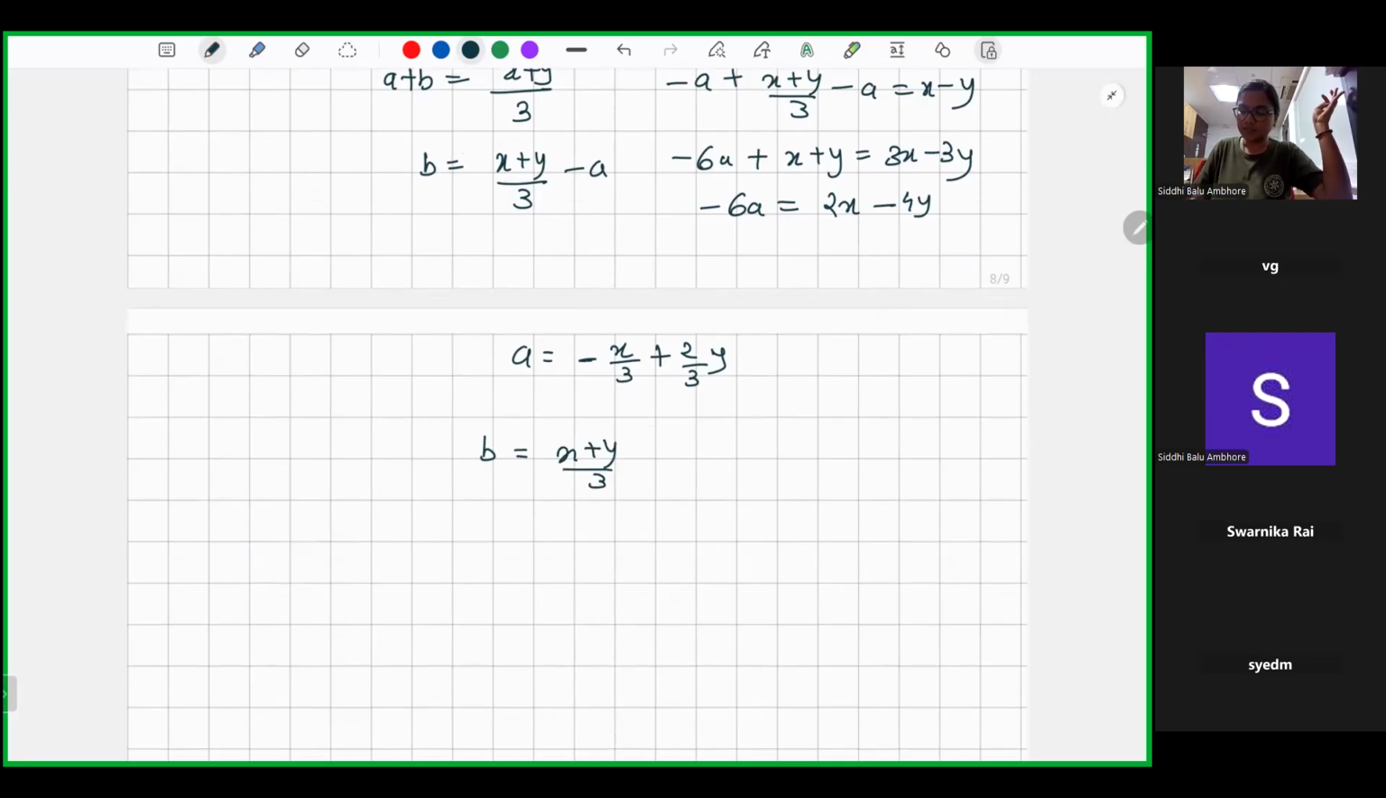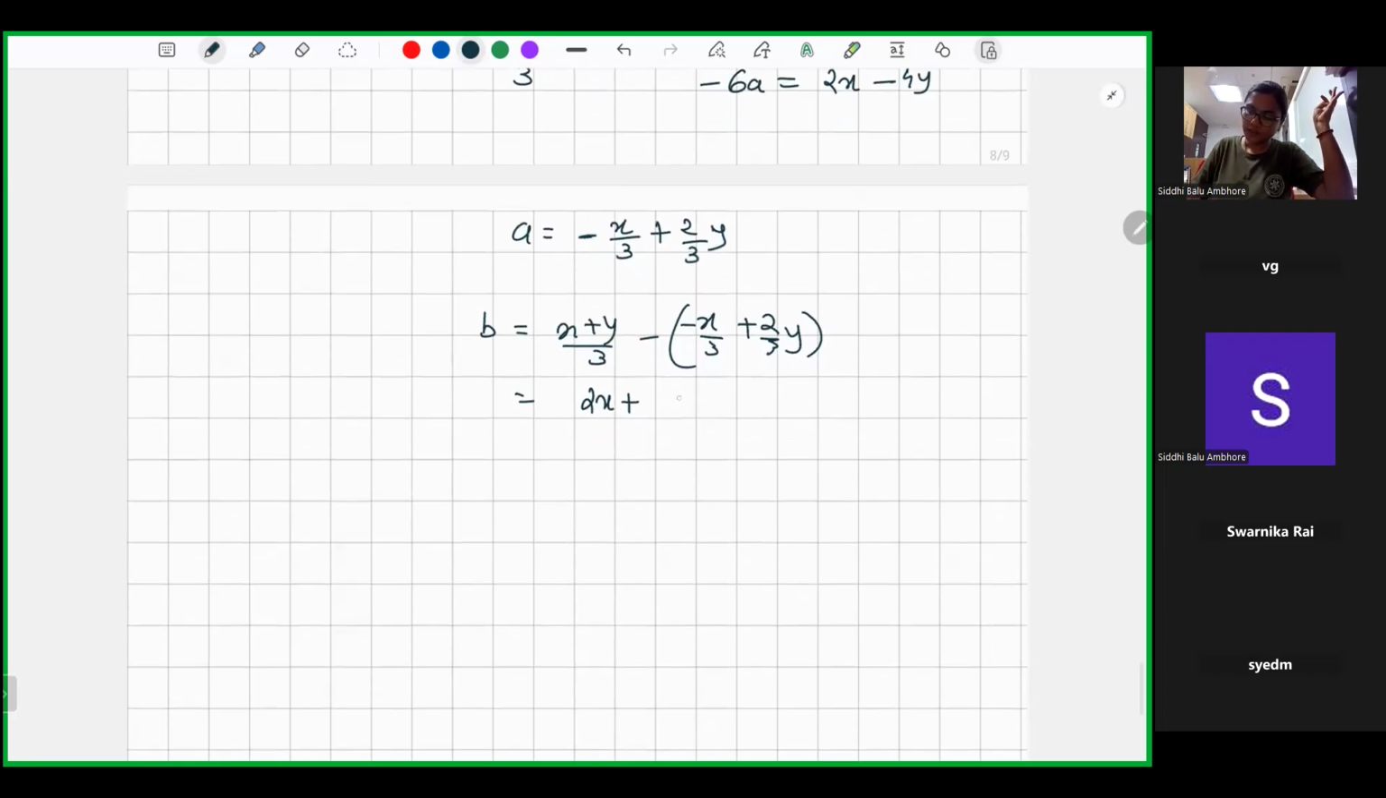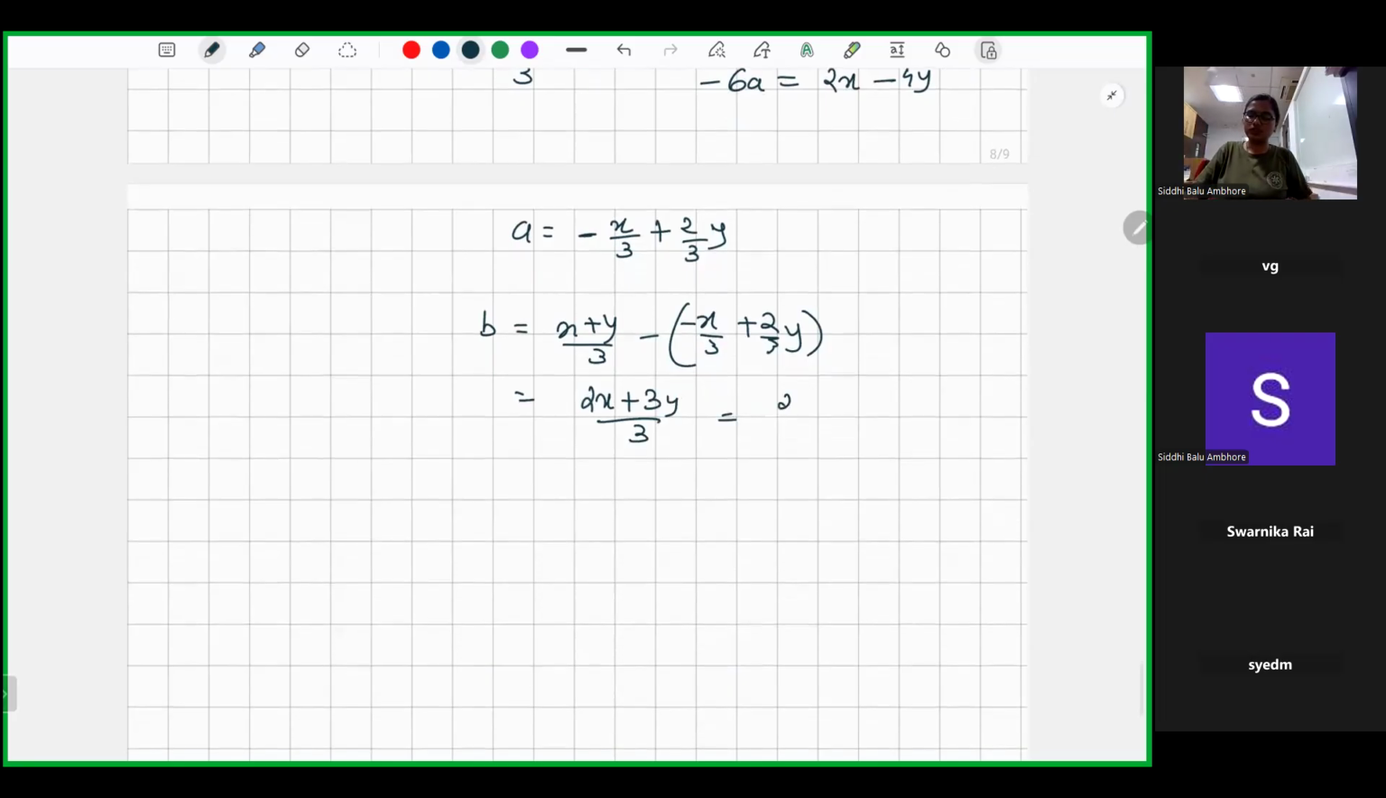Let me just do this. Minus x by 3 plus 2 by 3y. So for b, this is 2x plus 3y, right? 3y by 3. Something like this. So it is 2x, and this was minus, right? So y minus 2 will be minus. So this is minus y. So this is 2x by 3 minus y by 3.